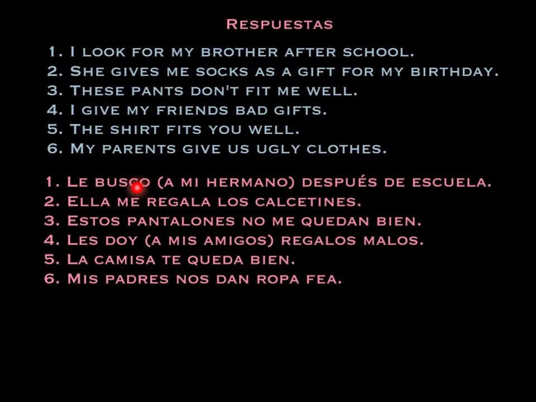Let's also look at number 5, using the verb quedar. The shirt fits you well. La camisa te queda bien. The question first is, who or what is doing the fitting? And in this case, it's the shirt. The shirt is doing the fitting. La camisa. So we are going to conjugate quedar in the it form. And then to whom or for whom is it fitting? Well, it is fitting you well. So we would use the te as our indirect object pronoun. La camisa te queda bien. The te comes before queda, like we've learned here.